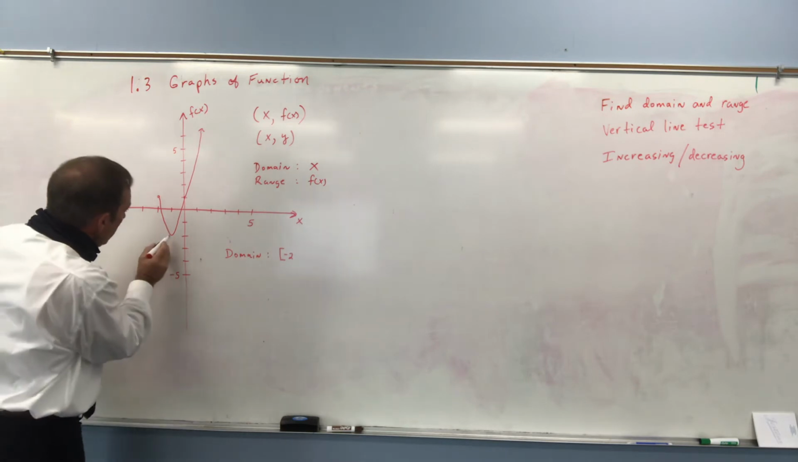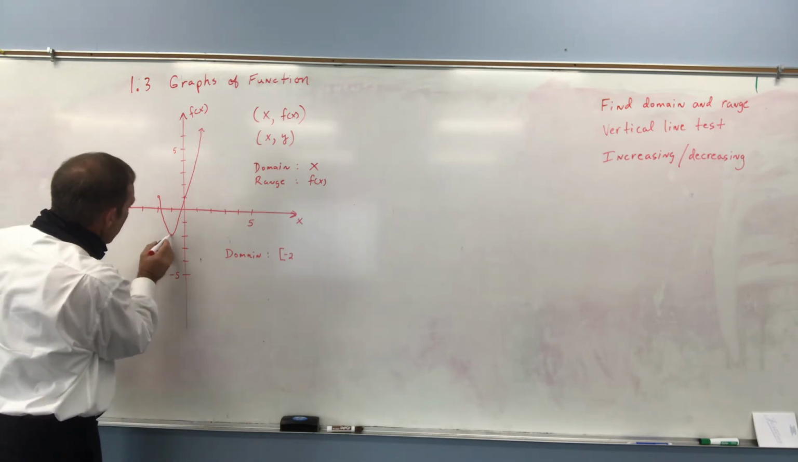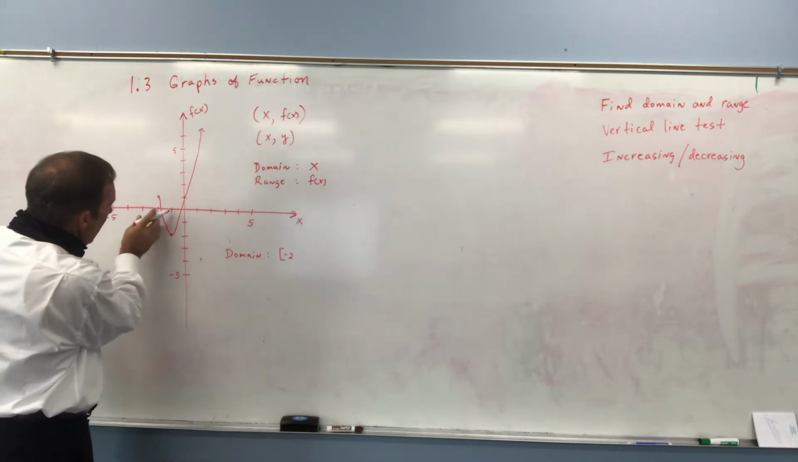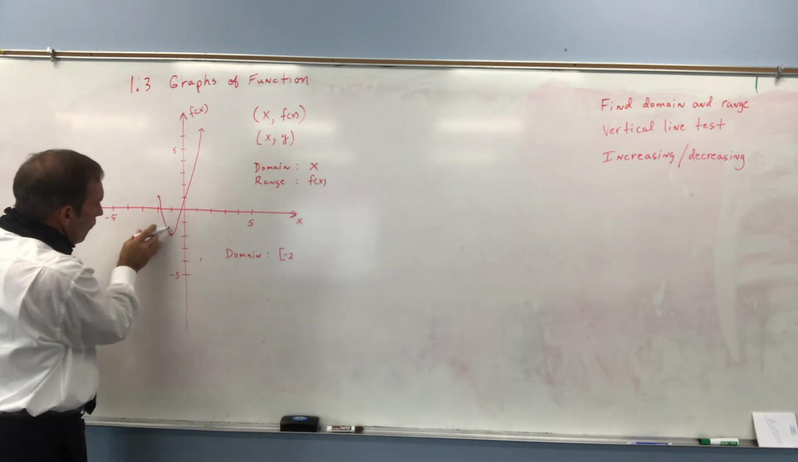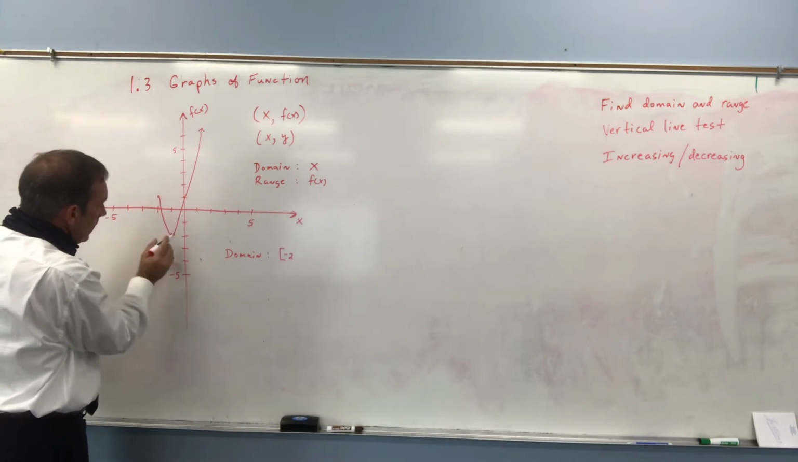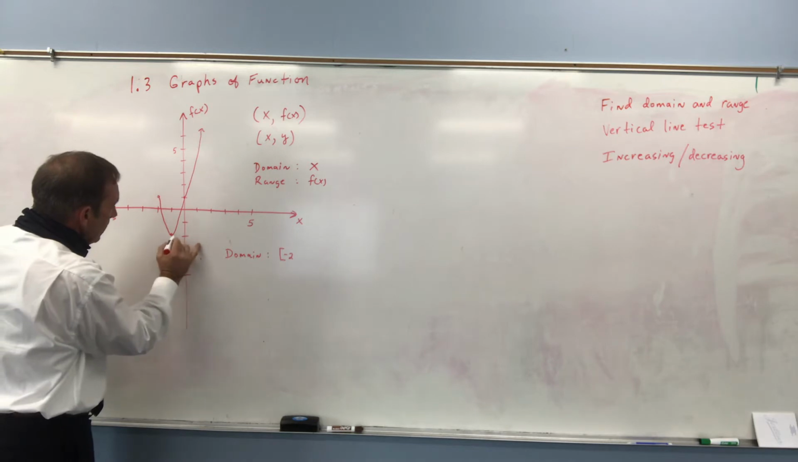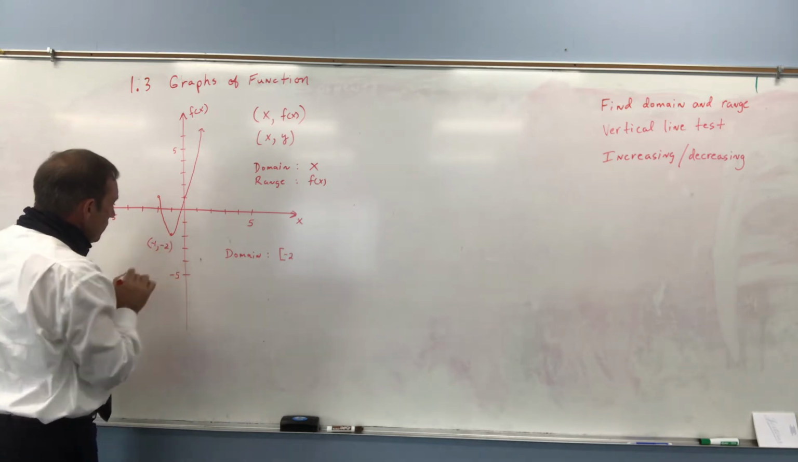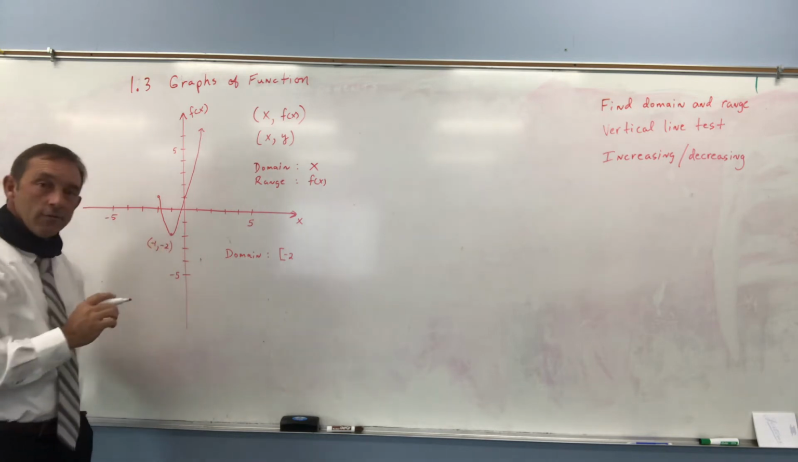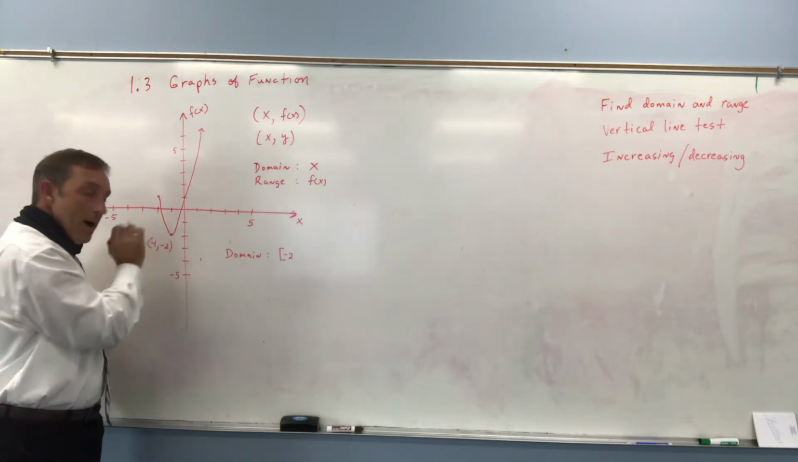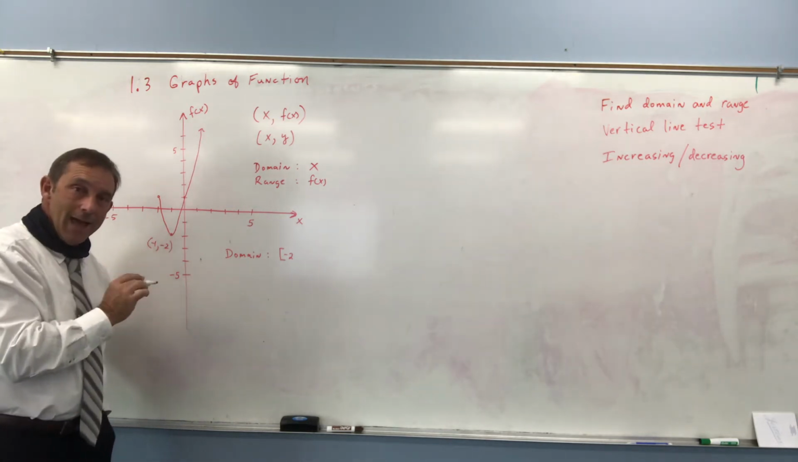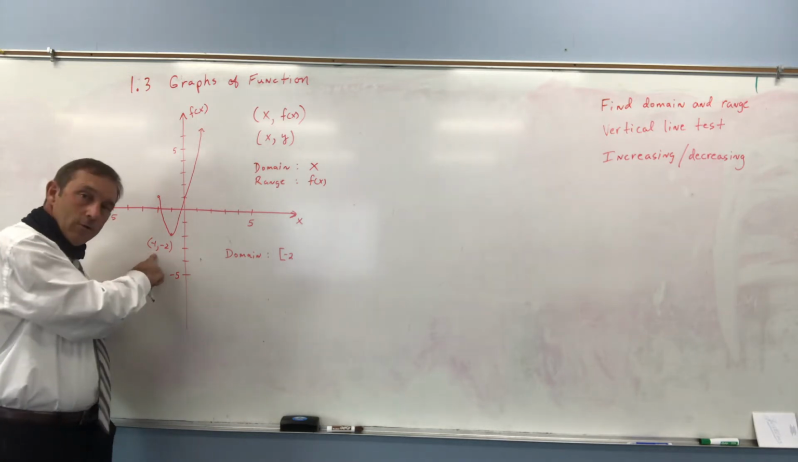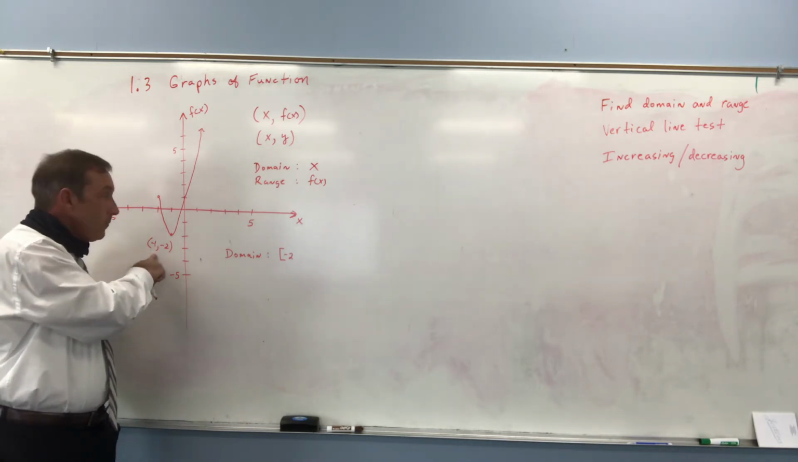For example, it looks like this point here has an x value of -1 and then a y value, or f of x value, of -2. In other words, that would be the point -1, -2. But the point is, that spot on the graph has an x value associated with it.